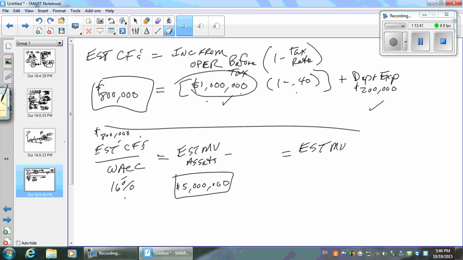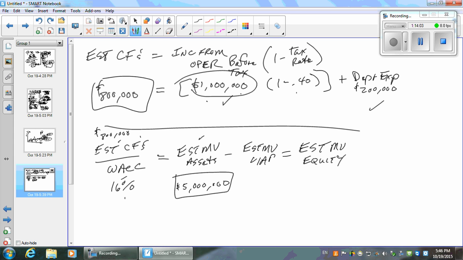To get my estimated market value of the equity, what are you going to want to subtract from the assets? Did you guys know that the assets less the liabilities is the equity? What if you took your estimated market value of the assets you now have and you subtract your estimated market value of the liabilities from it?